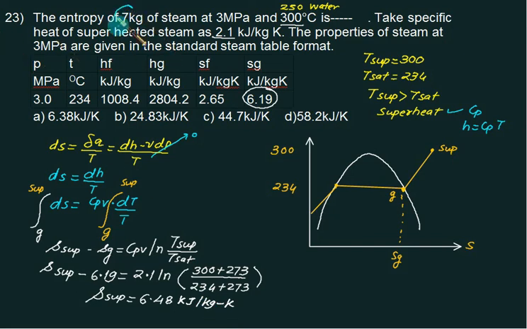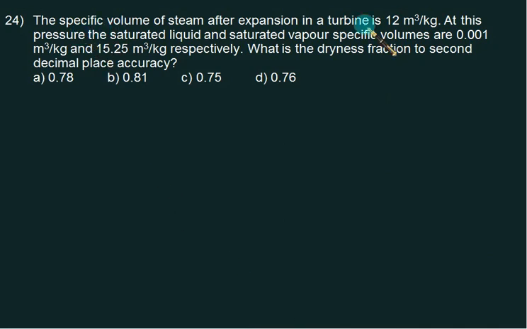And since mass is given 7 kg, we will multiply this. So total entropy S sup is equal to mass into specific entropy. So we have 7 multiplied by 6.48. That answer is very close to 45.36. So choice C is correct.